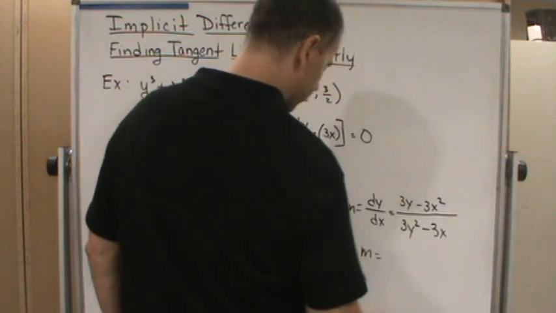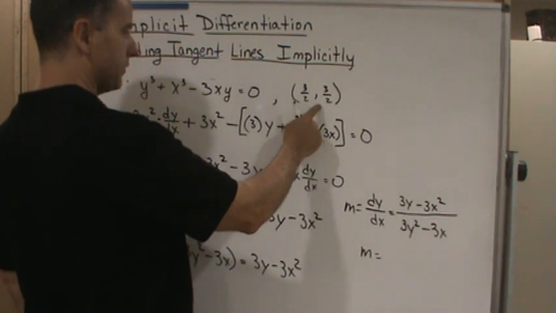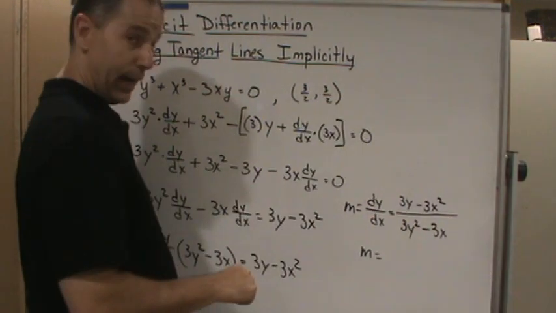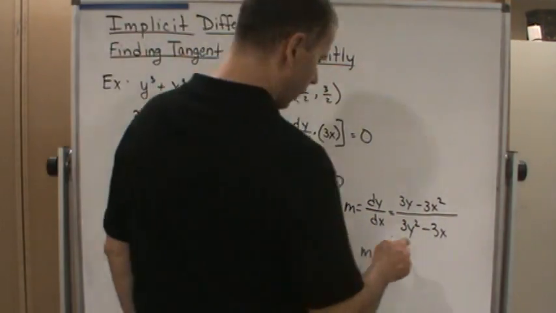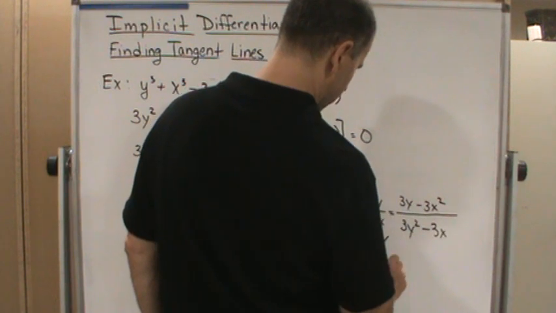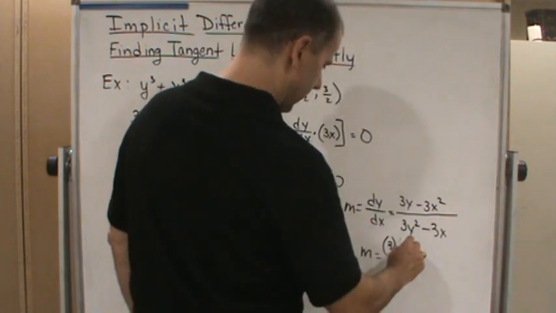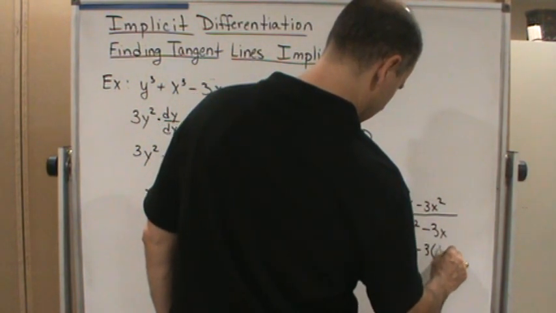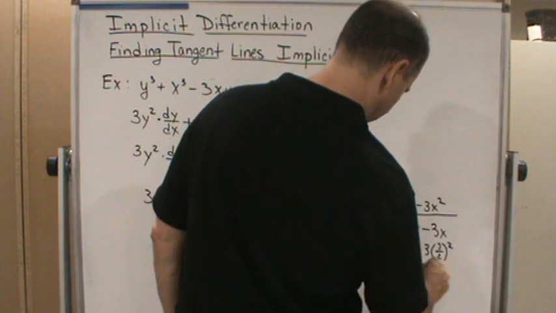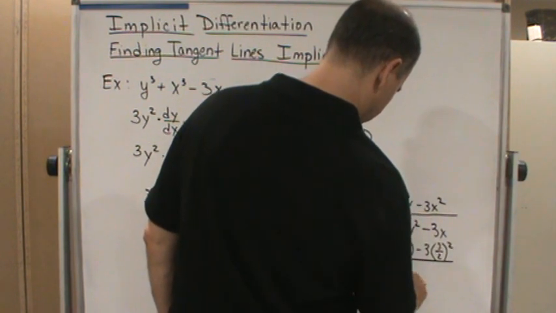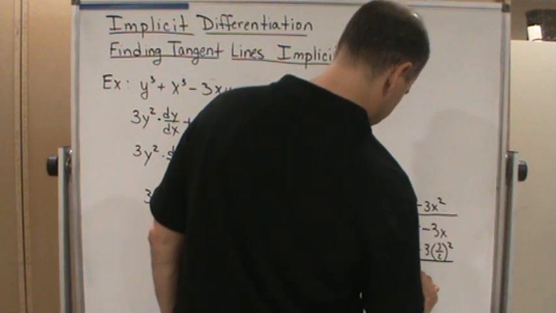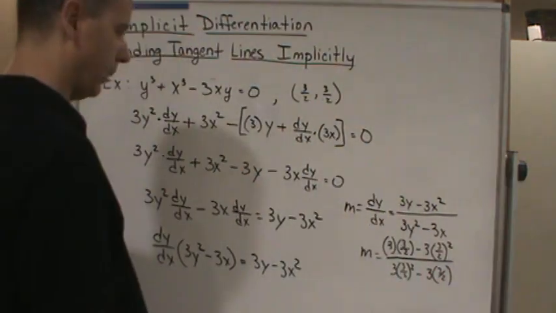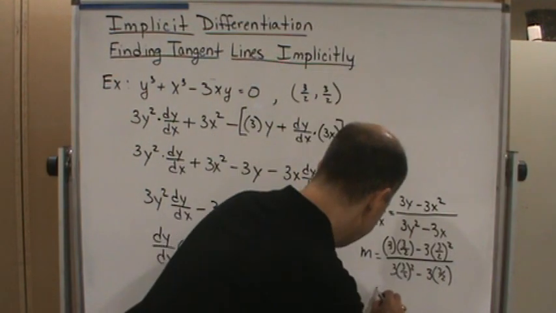So m equals, now it's at the point 3 halves comma 3 halves, so x is 3 halves, so I'm going to put in 3 halves for x and for y, since x equals y here. So this is going to be 3 times 3 halves minus 3 times 3 halves squared, divided by 3 times 3 halves squared minus 3 times 3 halves. So a lot of things going on here. Okay, so now let's simplify this.